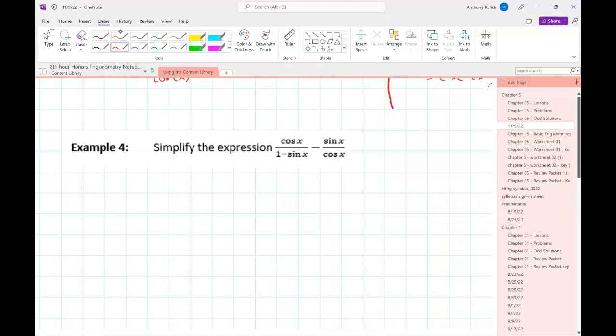How about here? Simplify the expression cosine x over 1 minus sine x, minus sine x over cos x. Sine x over cosine x, can you make that tangent? You could. I probably wouldn't at this point because I usually look for algebra stuff before I start diving into identities. But it's not wrong. I want to be clear. Not wrong.